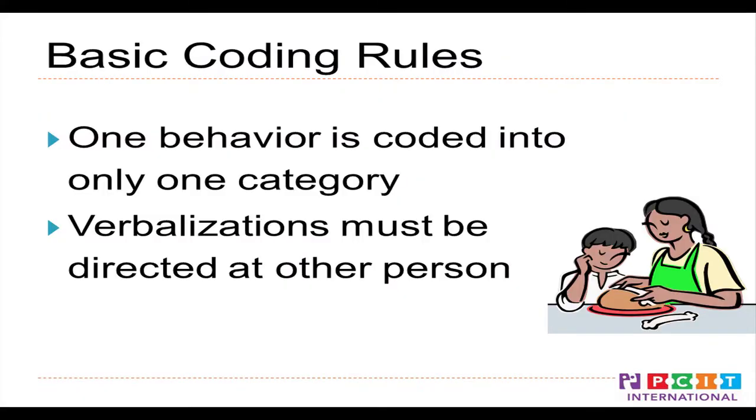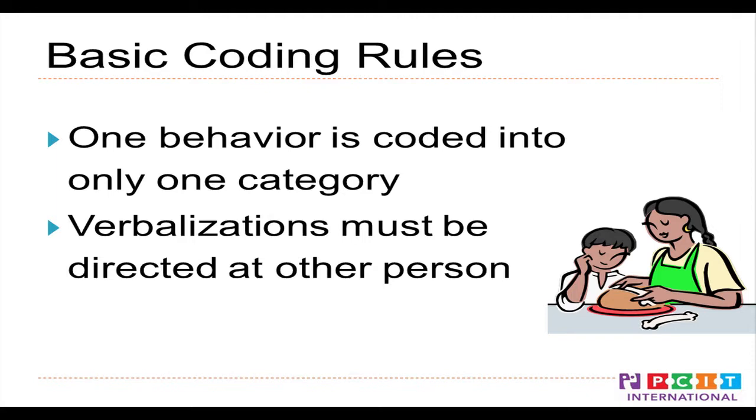So the basic coding rules is that one behavior, one verbalization is only going to be coded into one category. So the basic rule is that whenever the parent says something, you make a tally mark in one of the boxes, in one of the categories. And then the next time they say something, you make another tally mark. And so it's just a tally mark each time they say something. In order for verbalizations to count, they have to be directed at the other person. So in order for parent verbalizations to count, they have to be directed at the child.